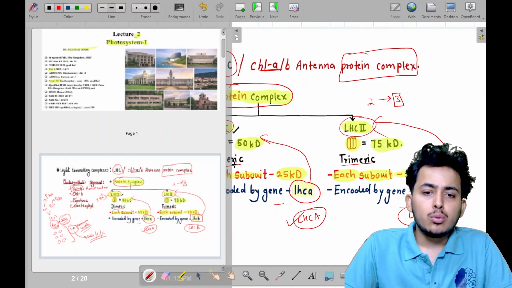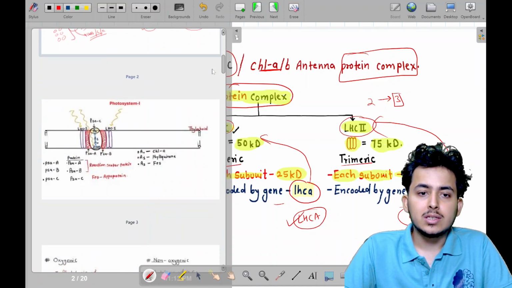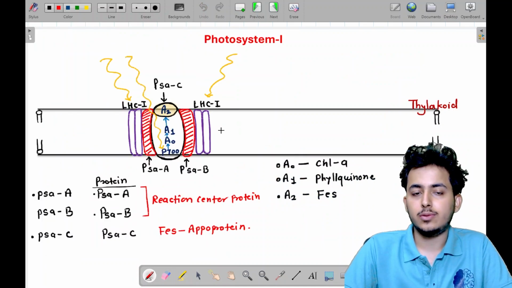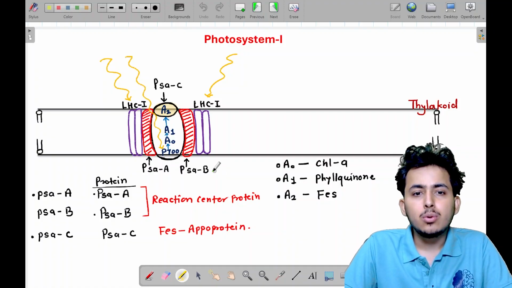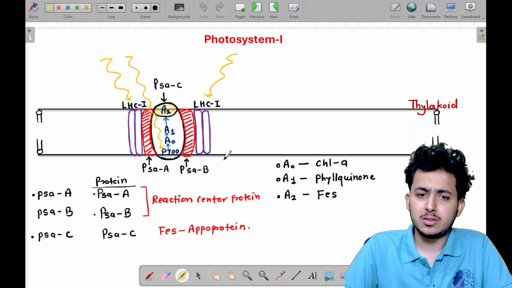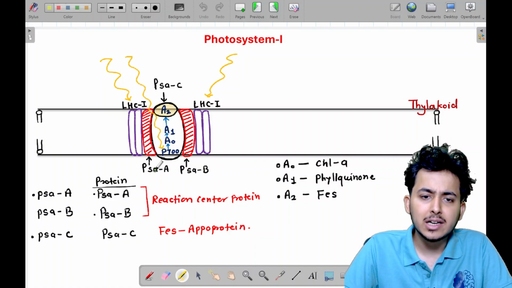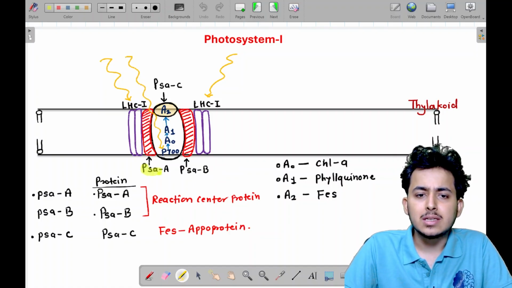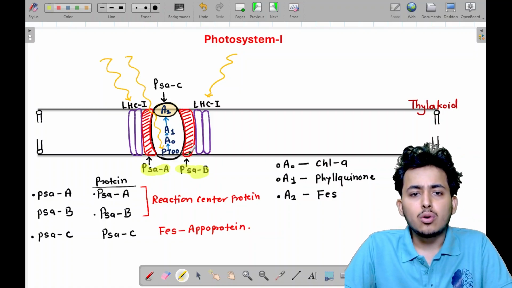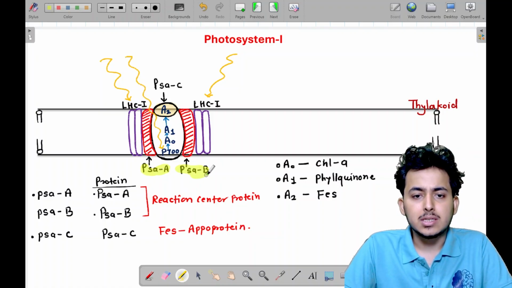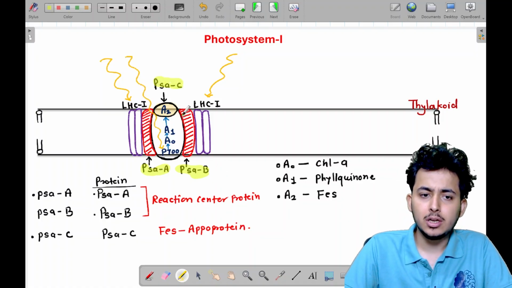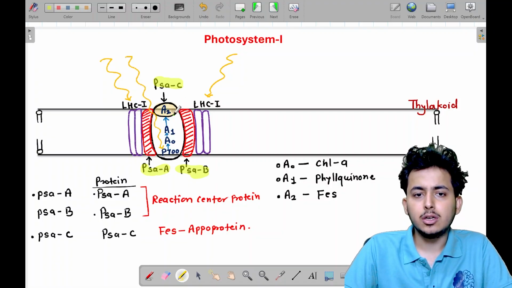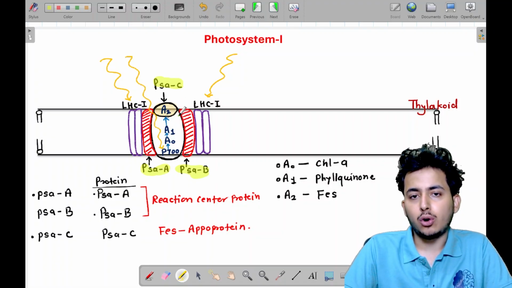And guys, if we move further, we can see that the photosystem 1 we were talking about, that is nothing but your P700. It is composed of a variety of protein complexes. So basically you have, in this red color, PSA-A, then PSA-B, and surrounded by PSA-A and PSA-B, you have a PSA-C protein that is again associated with the A2 subunit of this photosystem 1.